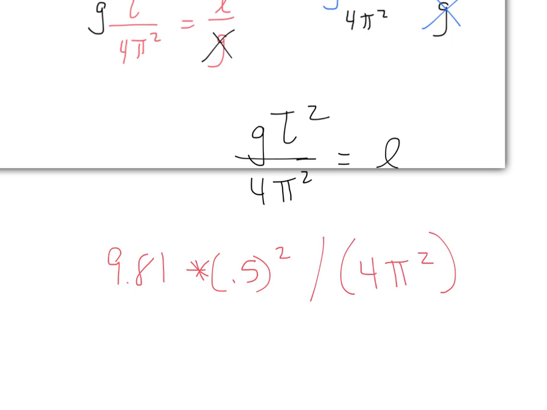As long as the numerator is in parentheses, the calculator knows to do the numerator first. It does this work first. Then it divides by this whole quantity. If you forgot the parentheses, it would divide by 4 first, and then it would multiply that answer by pi squared, which is not what you want. If you put the square in here, it would square both of these, which is not what you want.